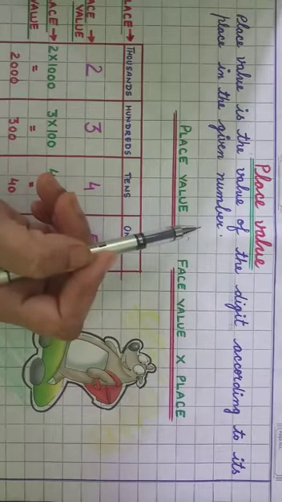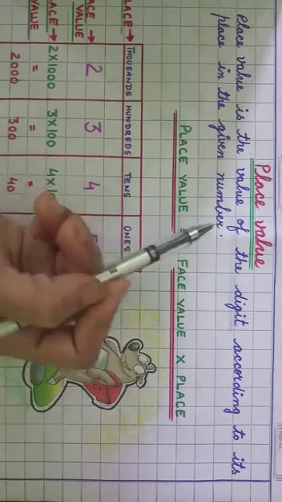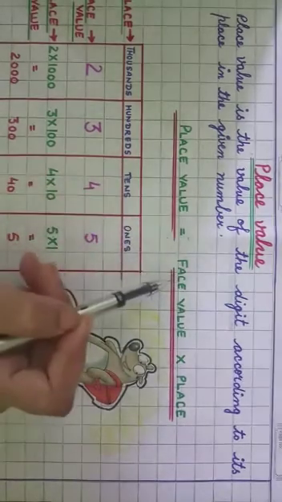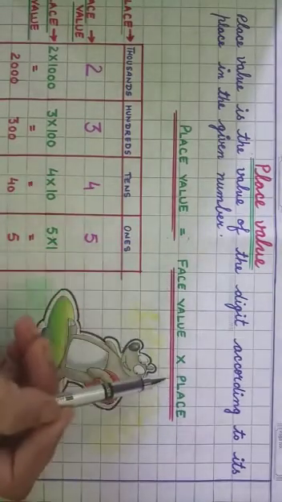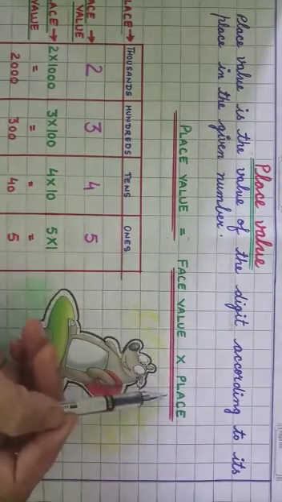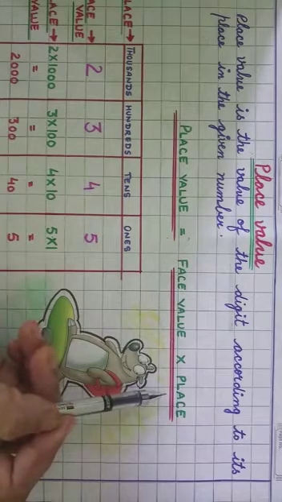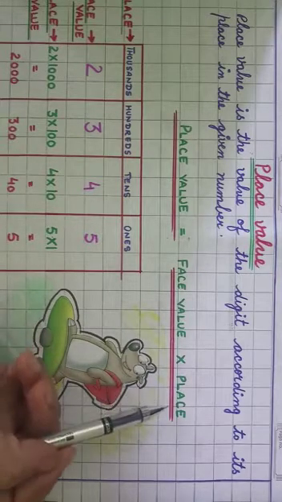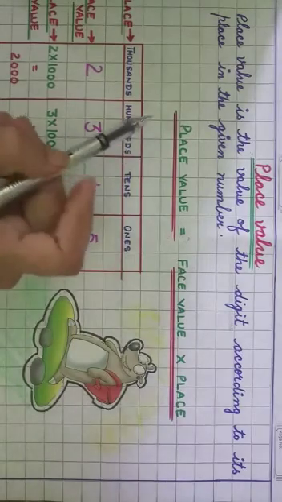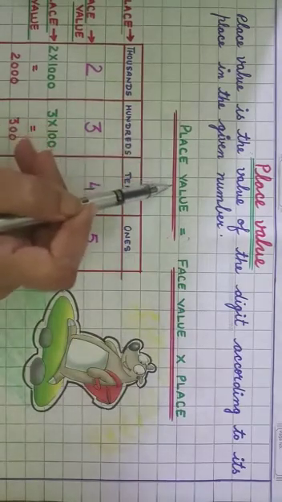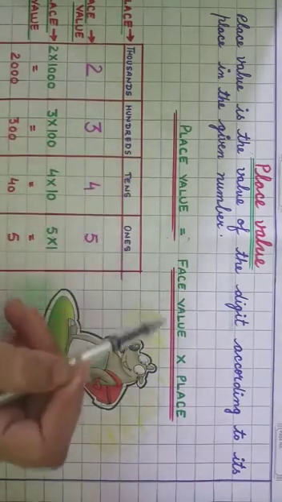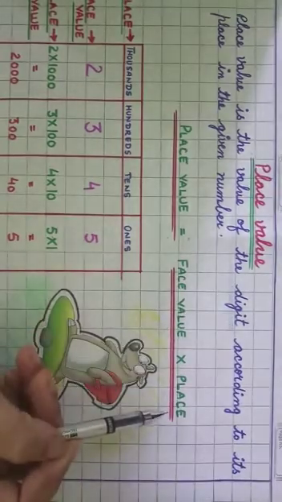And we get the place value of a particular digit only if we multiply the face value of the digit by its place. Clear, beta? If we want to find out the place value of any digit, we will multiply its face value by its place.